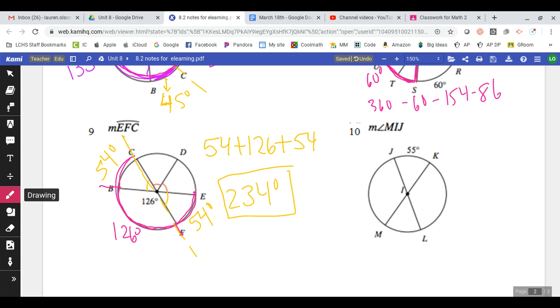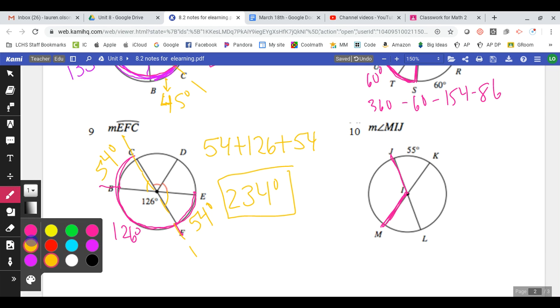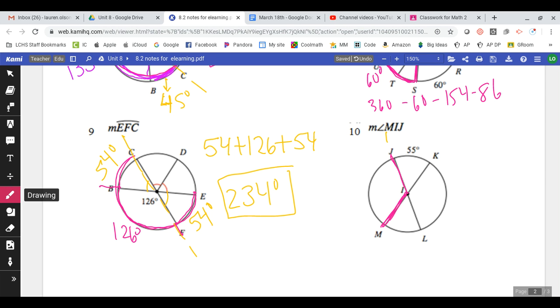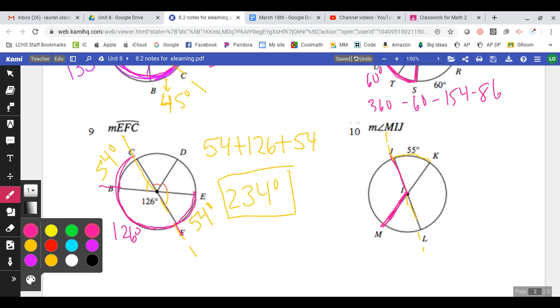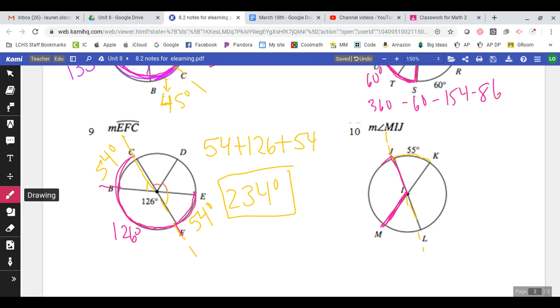So the measure of angle MIJ. Okay, so MIJ. There's a few ways you can do this. Because I only have one number, I'm kind of thinking about diameters. And the first one I see is right here. So if this piece is 55, then the arc I'm looking for must be 180 minus 55. So the arc I'm looking for would be 125.